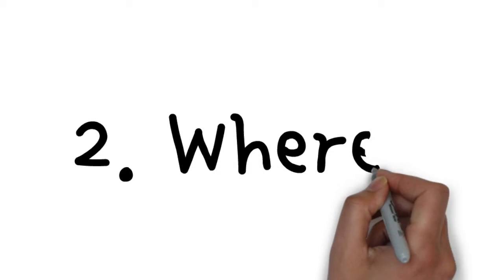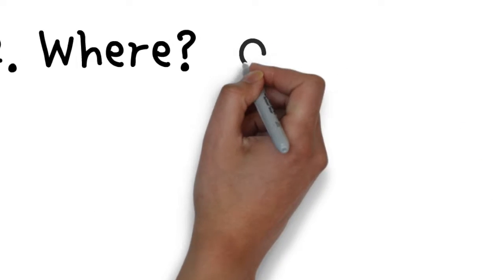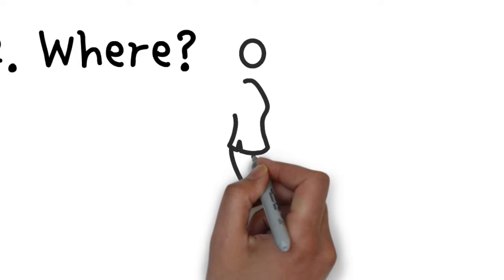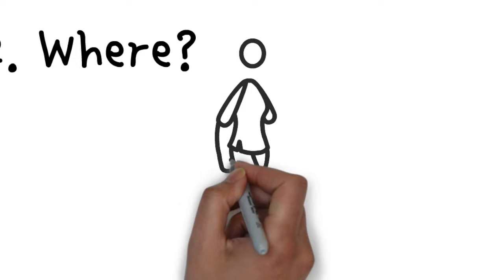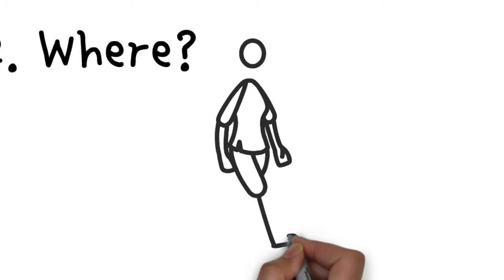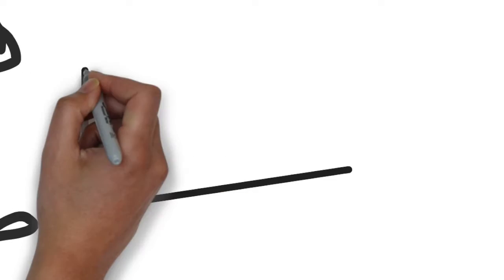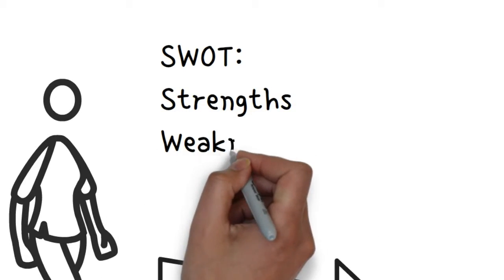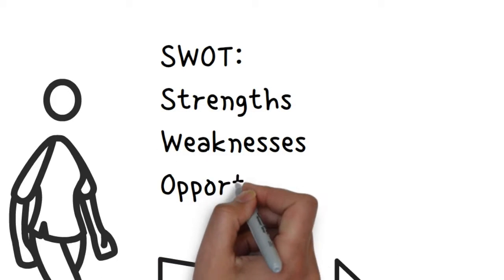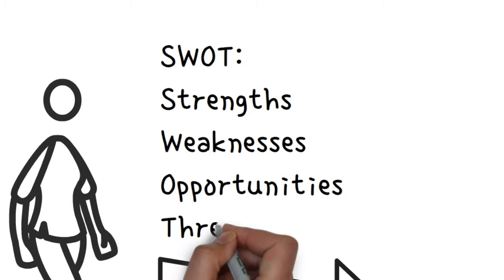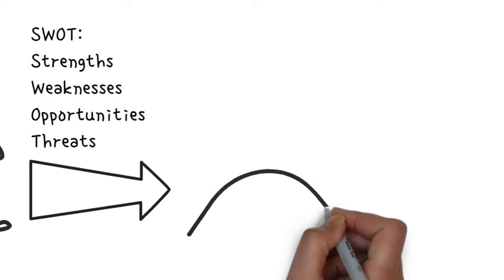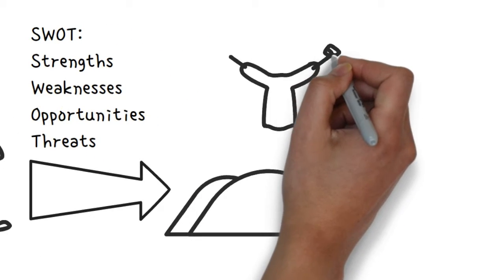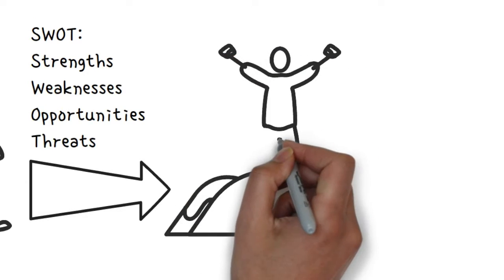2. Where? Work out where you are and where you're going. You need a start point and an end point. First, think about your present situation, where you are now. A SWOT analysis can be a helpful tool to use at this stage. This situational analysis helps to set the context for starting out with your goal. Next, think about where you want to be when you've succeeded in your goal. This is the vision or dream that you want to achieve.